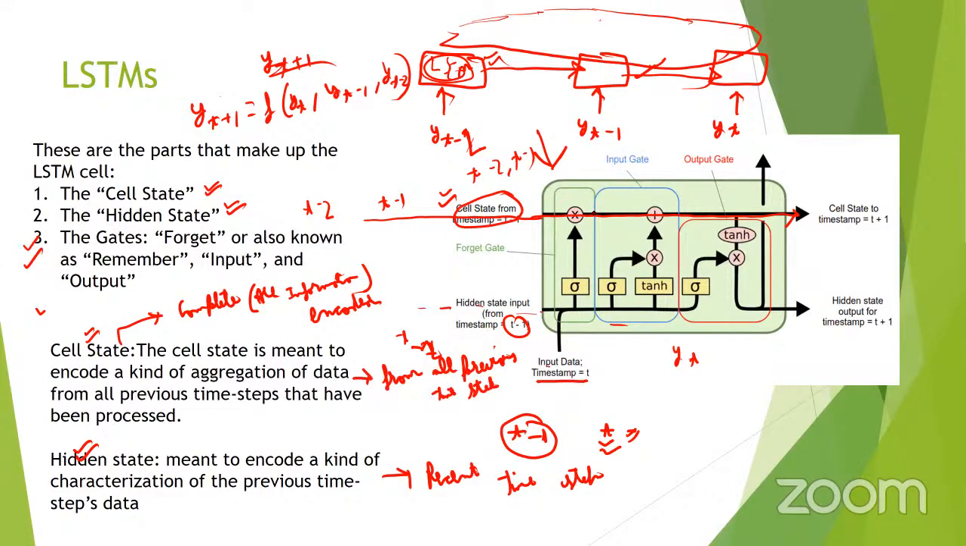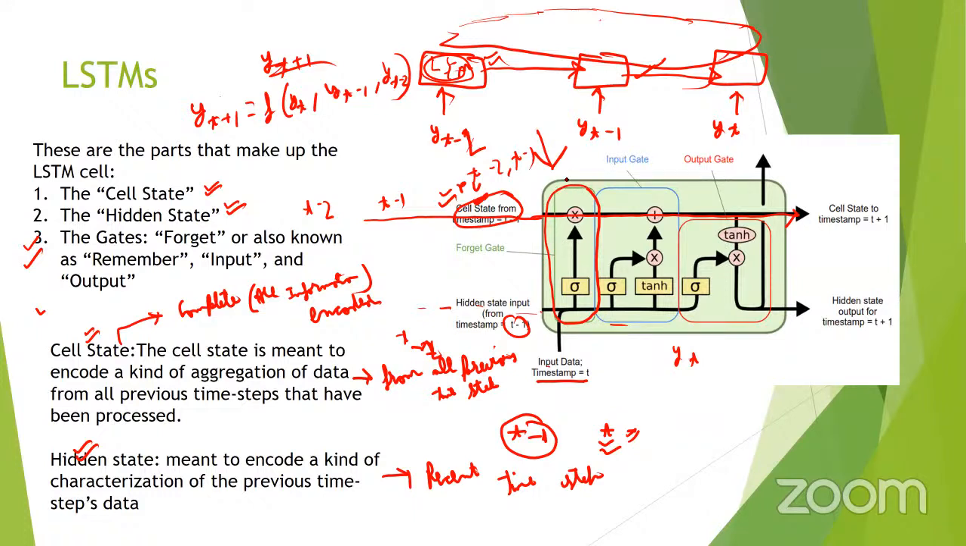Now, this horizontal line is your cell state. Again, a conveyor belt type of structure having complete information. This particular green box is your forget gate. It will decide what information that I'm getting from my cell state from my previous cells I need to remember and what information I need to forget. How it will do, we will see.